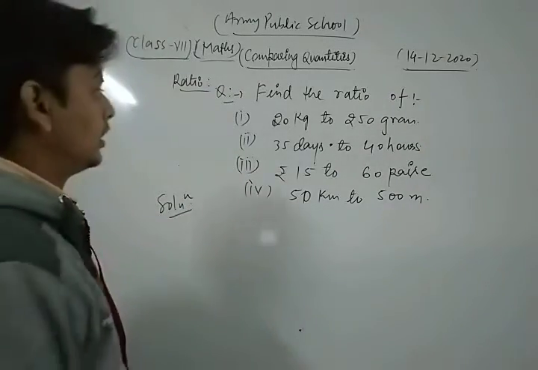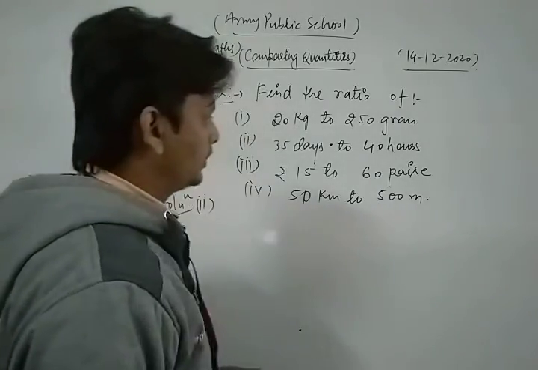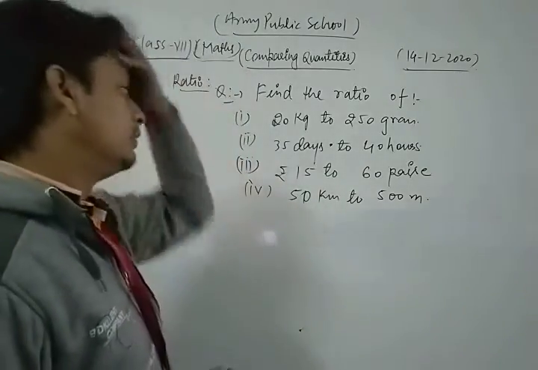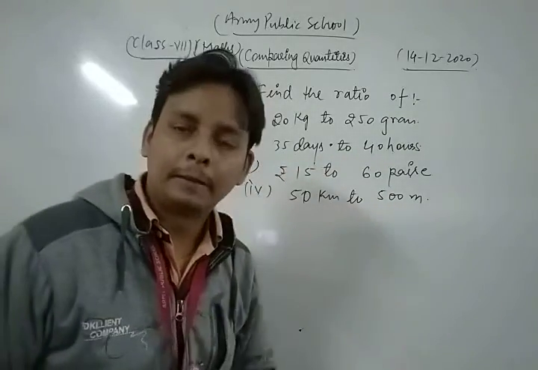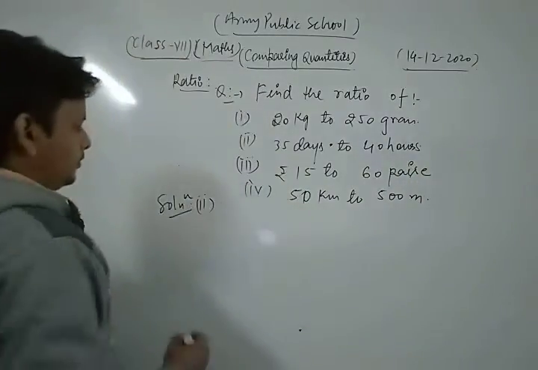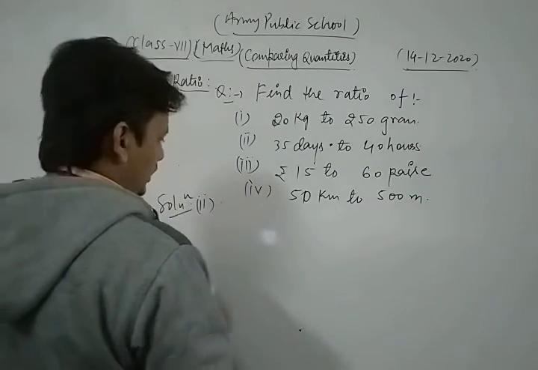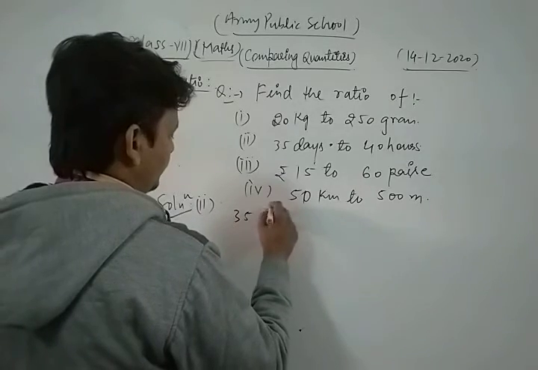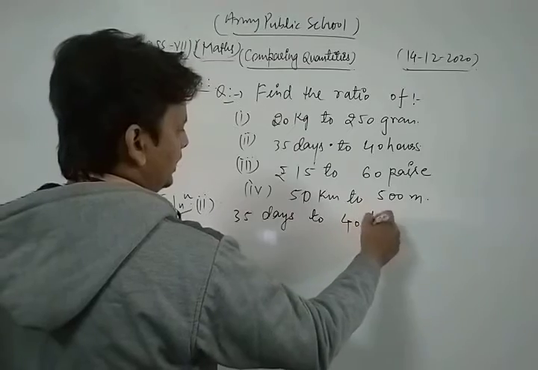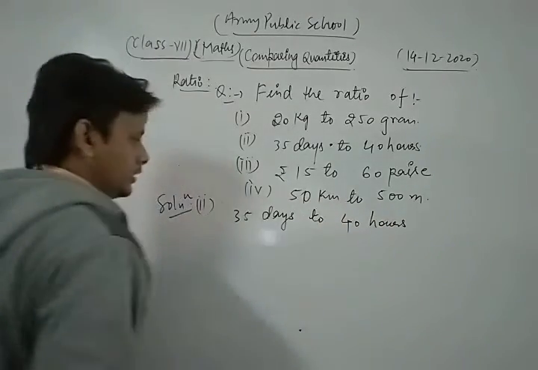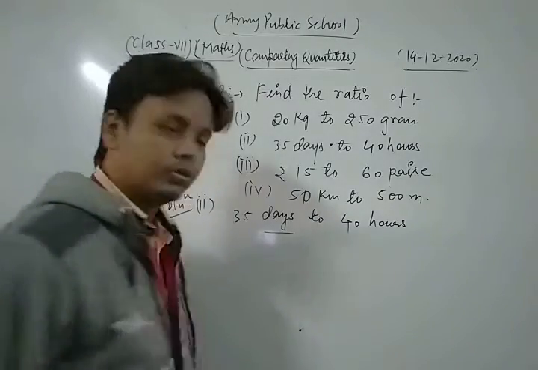Now dear students, we take and solve the second part of this question. Second part of this question, we find the ratio of 35 days to 40 hours. Okay, now let's see here. First of all, 35 days to 40 hours. Therefore, first of all we convert days into hours.